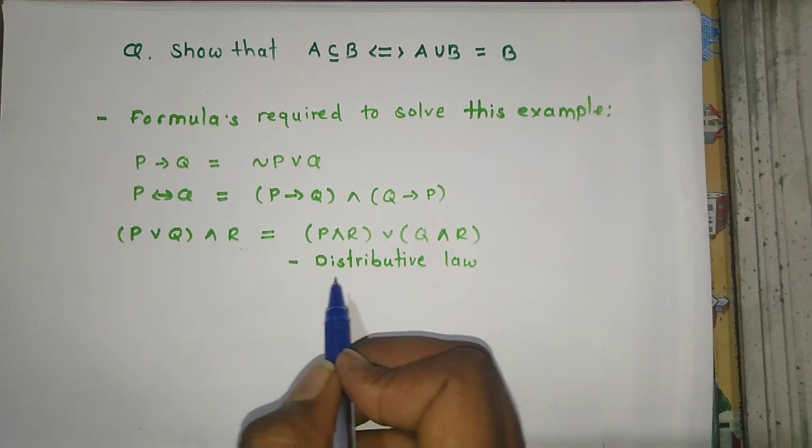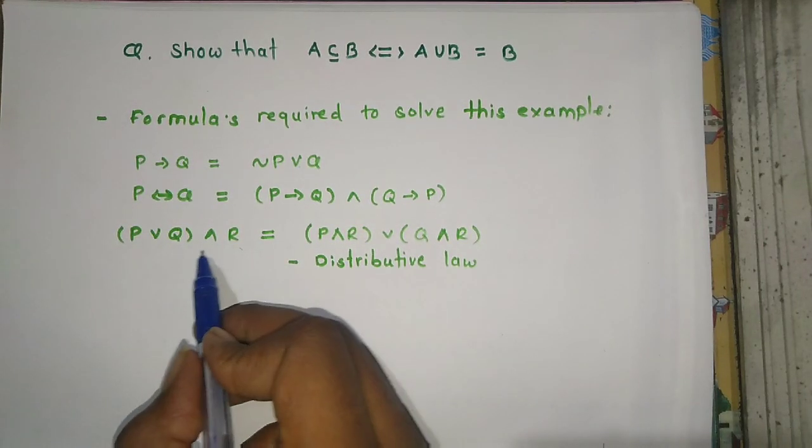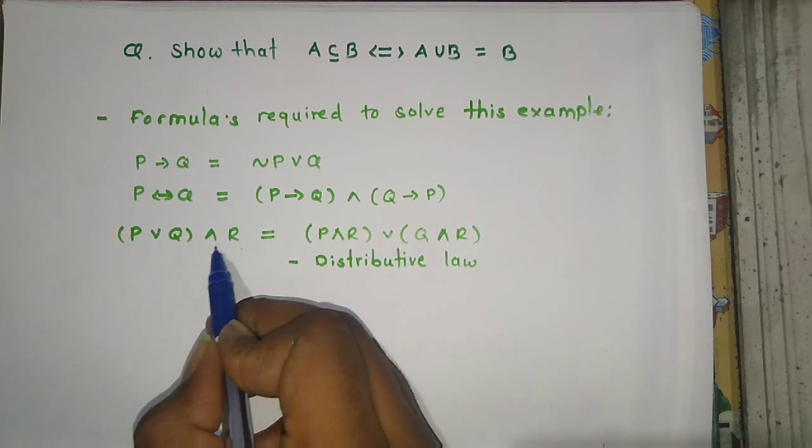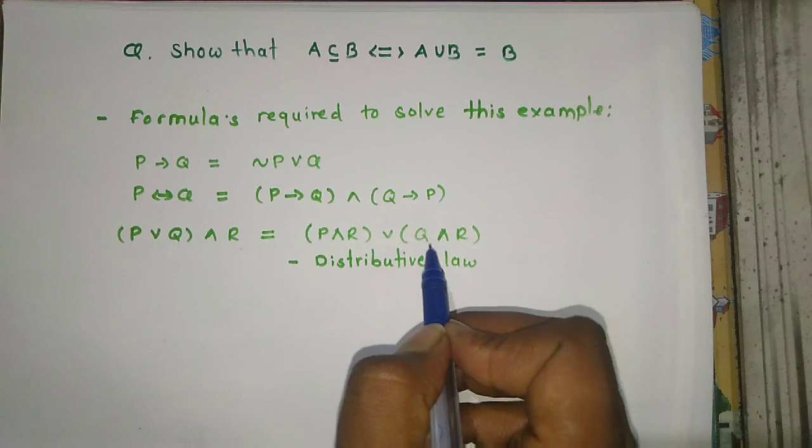Last one is the distributive law, which is given by (P or Q) and R is equal to (P and R) or (Q and R).